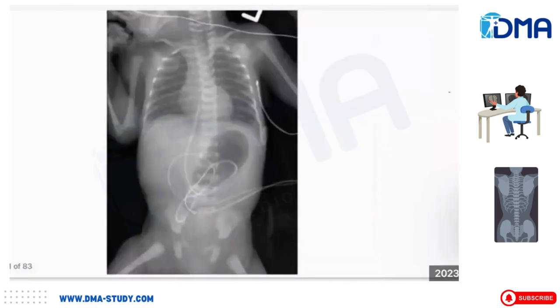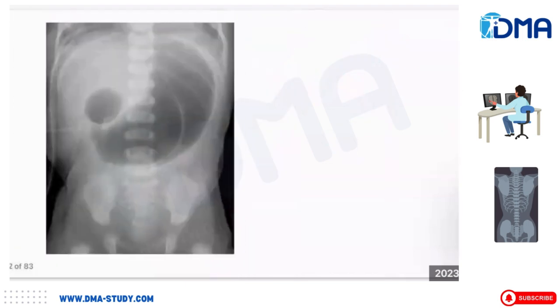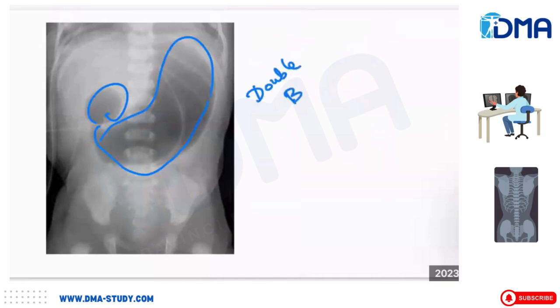Then what is this sign? Only one bubble is there. It is a single bubble sign. Where do you see it? Single bubble sign is seen in pyloric stenosis. Right? Double bubble sign, where do you see double bubble sign?